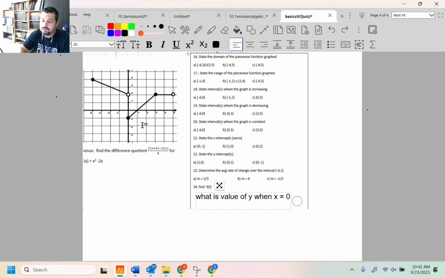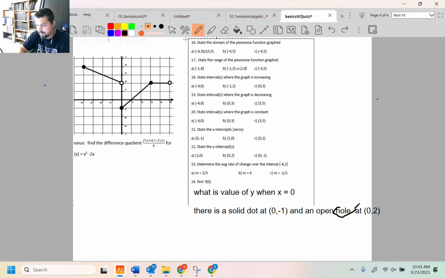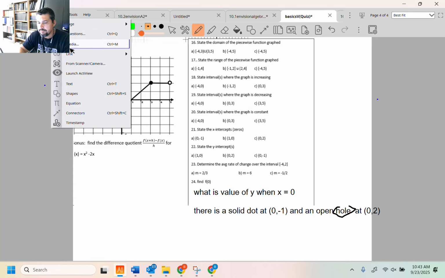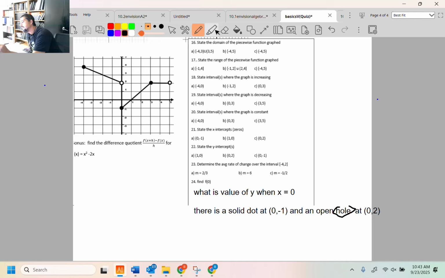So you got a choice here, okay? There is a solid dot at (0, -1) and an open hole at (0, 2). You can't be the hole. It's a hole. All right? So that one is just nonsense. You can't be that thing. Because it's an open hole, the only thing you can be is this guy right here. So it turns out that f of 0 is -1.